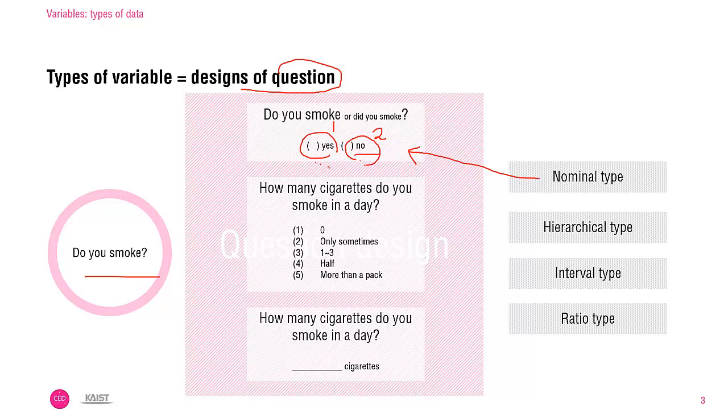For example, consider apples, oranges, and bananas. They are just different. No one fruit is inherently better than the other. What about the second question?